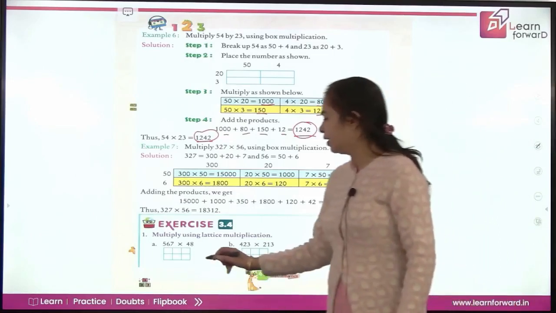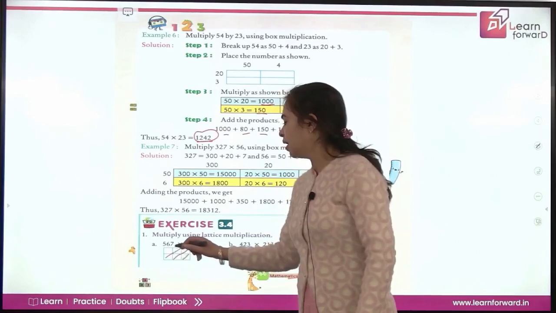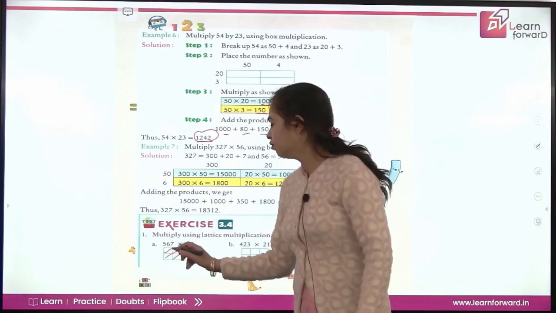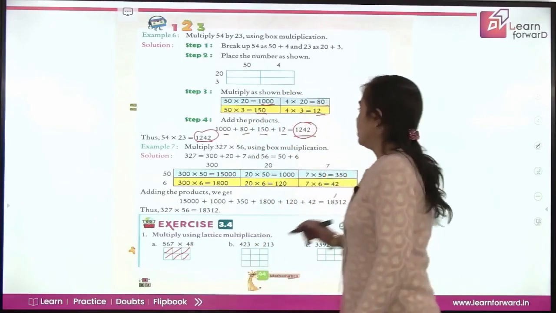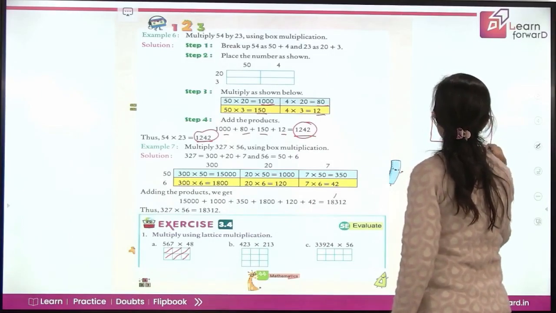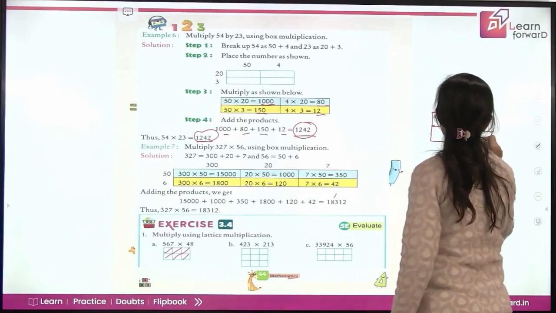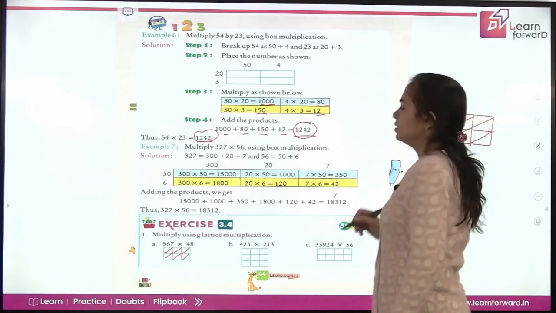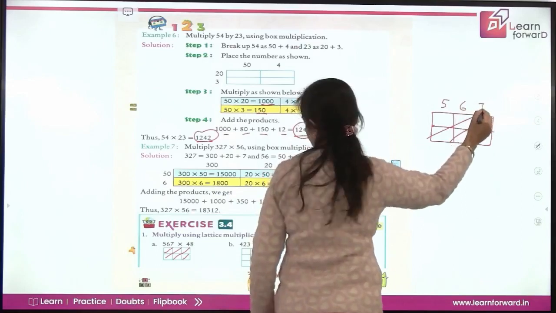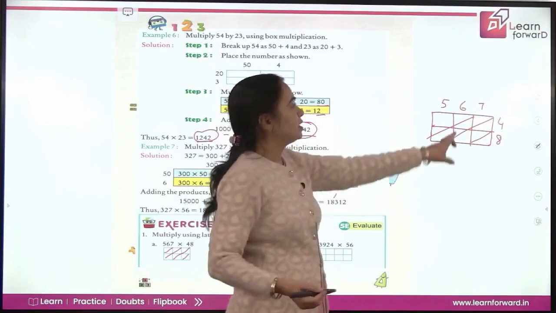So, let's do one here. First, we will be making the slanting lines, the diagonals. These are called the diagonals. Now, we'll be writing the number here. Let's make the grid here. We have lesser space, so let's make it here. 567 times 48. The grid is ready. Let's write the digits now. 567 times 48. Which numbers are crossing here?